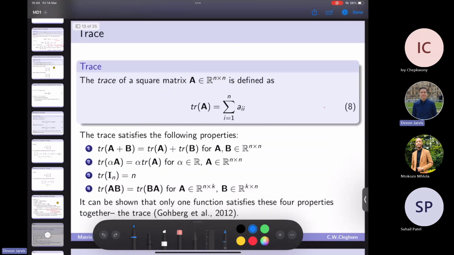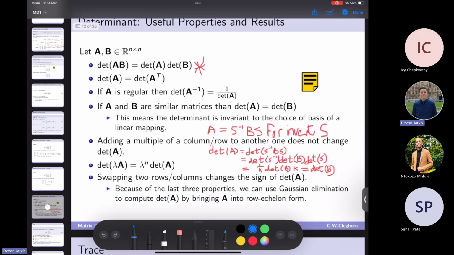Okay, those are the properties of your determinant, but the main ones that matter are the first, the third, and then this one for the inverse, and then that one there.